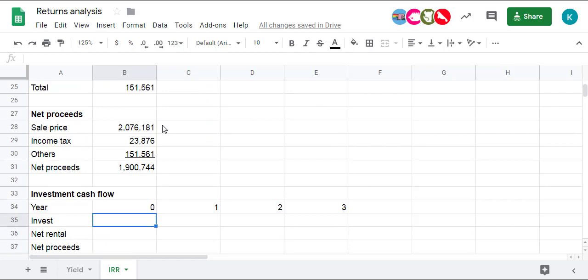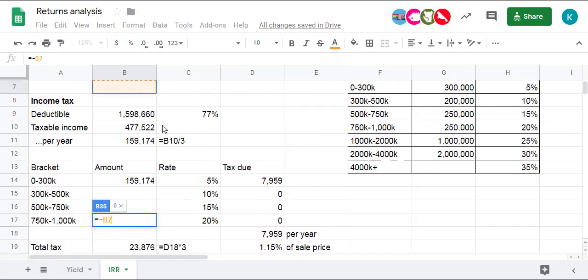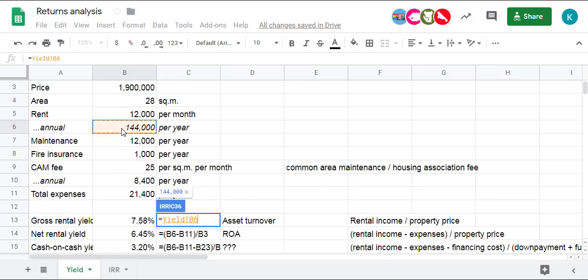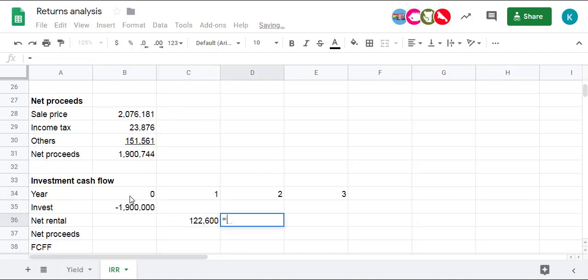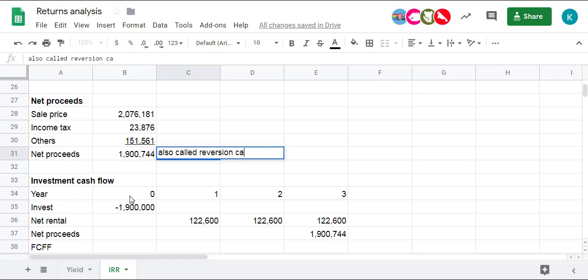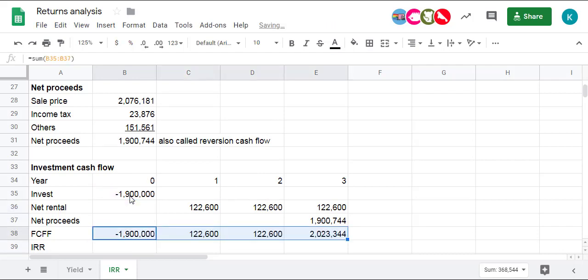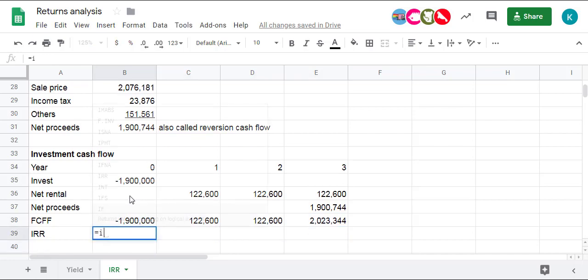Now, we can look at the investment cash flows. We bought a condo for 1.9 million, so our investment cash flow is minus 1.9. For our net rental cash flow, let's carry that from the yield page. It is our net annual rent minus our total expenses, and we get about 122,605 per year. And net proceeds in the end is sometimes in real estate also called reversion cash flow. Reversion from revert, you know, we're reverting the ownership back away from you. Now we add them all up, and we can call this a free cash flow to the firm, which is really free cash flow from the property, then calculate the IRR based on this.